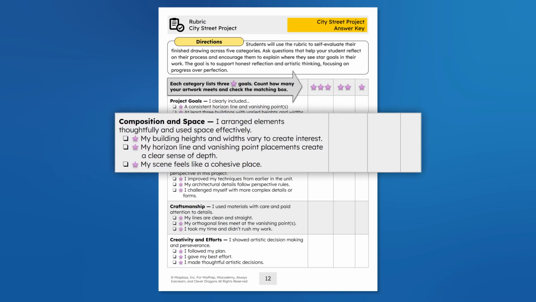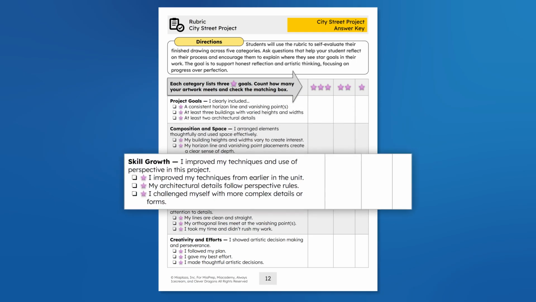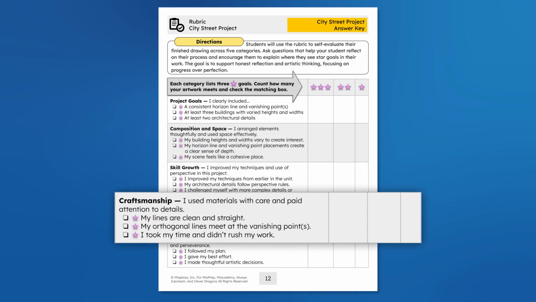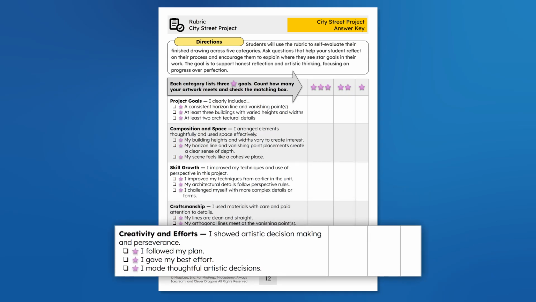Composition and space. Did you vary your buildings thoughtfully and create a scene that feels like a real place? Skill growth. Did you grow in your use of perspective techniques, including architectural details? Craftsmanship. Are your lines clean and intentional, with careful attention to how details follow perspective rules? And creativity and effort. Did you make intentional choices about your scene, your perspective type, and the details you included?